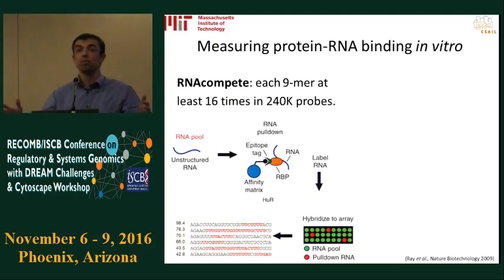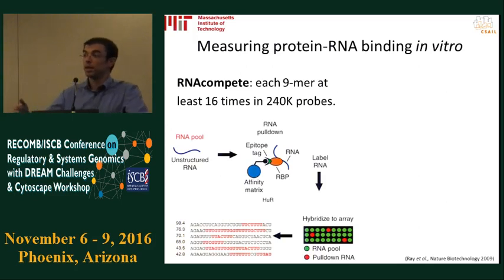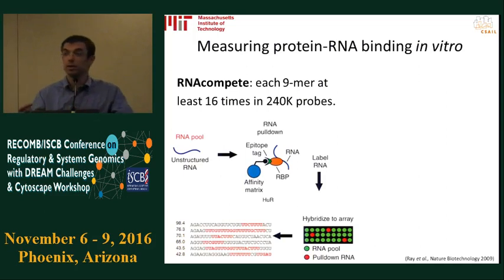240,000 RNA probe sequences are available for binding. The mathematical property of all of these RNA sequences together is that each RNA 9-mer appears at least 16 times. So very similar to protein binding microarrays where every 10-mer appears once, here we also have some guarantee of the coverage of 9-mers.